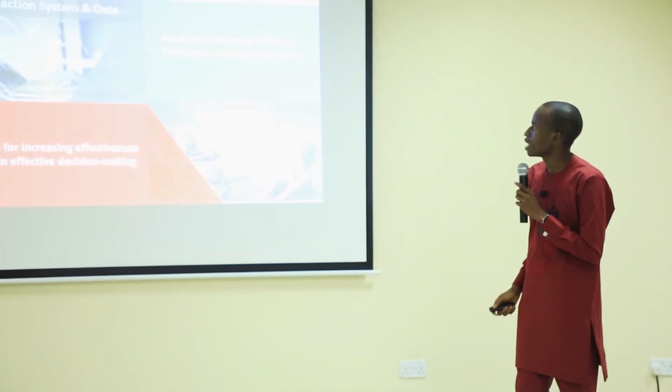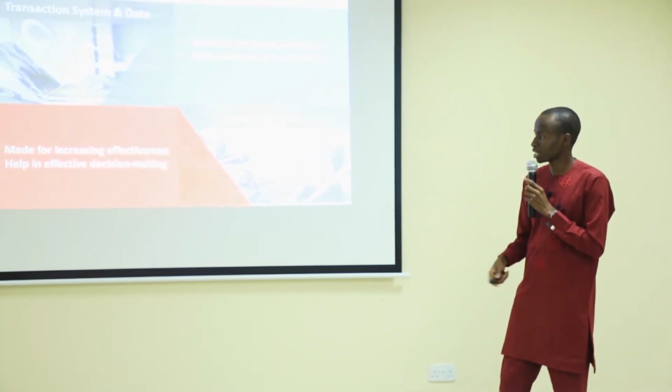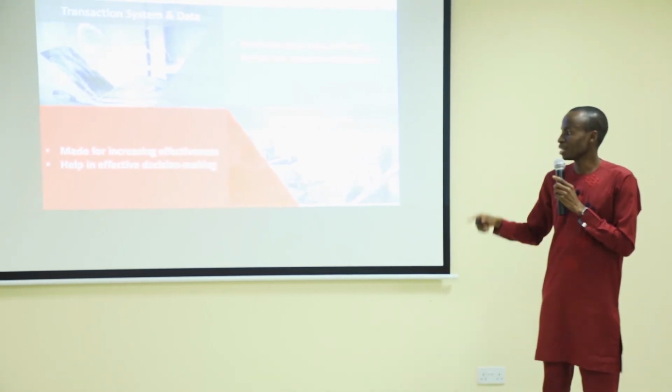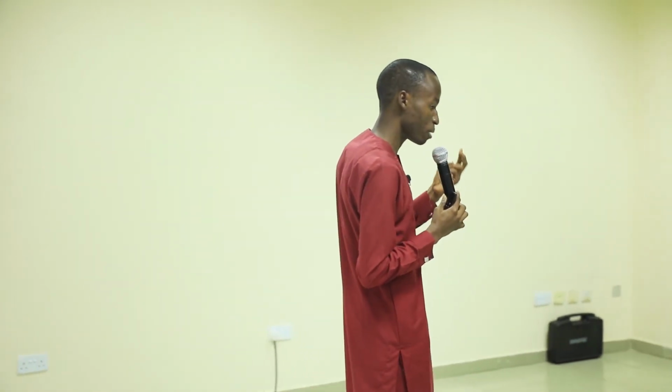Transaction system data are made for increasing efficiency and help make processes automatic and faster. But the BI system is made for increasing effectiveness, helping in effective decision making. Based on what we have, we can project where we can be in the next 5 years. We can project where we can be in the next 10 years. Those kinds of data that will help you to do better, to perform better in the same area of your endeavor, they are said to be business intelligence data.